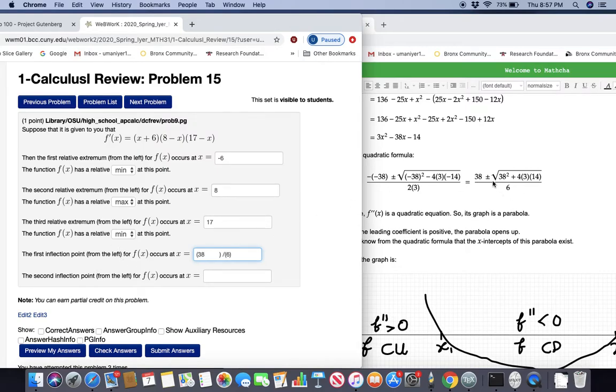The first one has to be the negative part, minus square root. Square root has its own parentheses. Okay, and then I have 38 squared plus 4 times 3 times 14. Okay, all of that is the numerator. So this is my first solution using the quadratic formula.